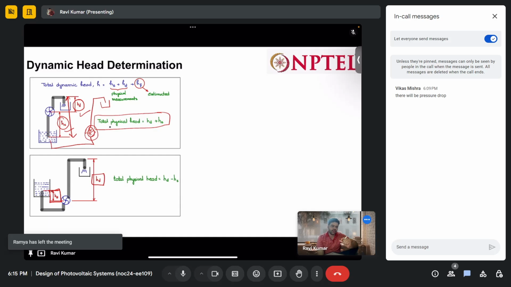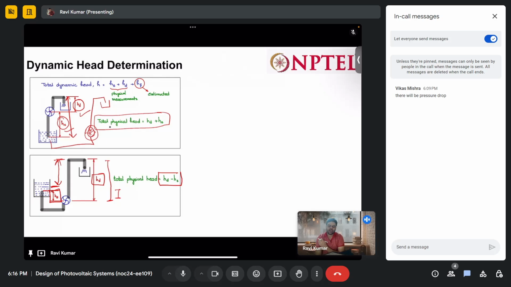But see one thing, I told you this total head will be the difference between the initial and the final height. So from initial to final, this should be our total head, and this total head will be equal to this head minus this head. So it will be HD minus HS. So while calculating this head, it is not compulsory to add both the heads. Sometimes it may be necessary to take a difference, or we might need to subtract one head from the other head.